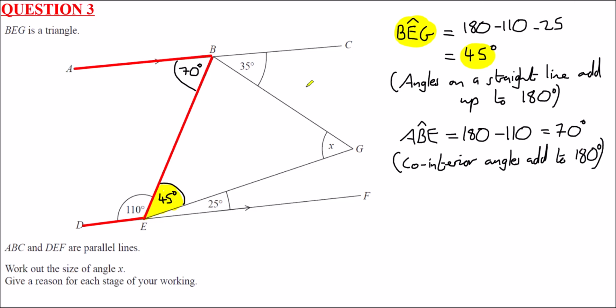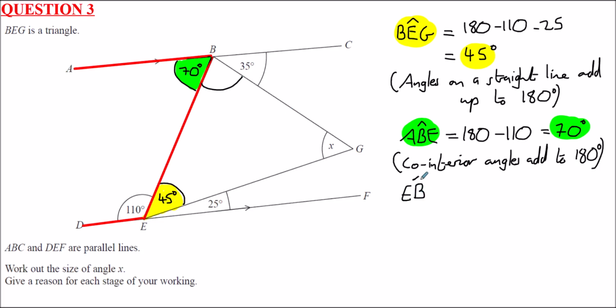So I'm just going to colour code that one as well. So ABE colour is 70 for that reason that I've just mentioned. Our target is X, so we're getting closer to X. And again, using this idea of angles on a straight line adding up to 180, we can now work out this angle at the top, which is angle EBG.